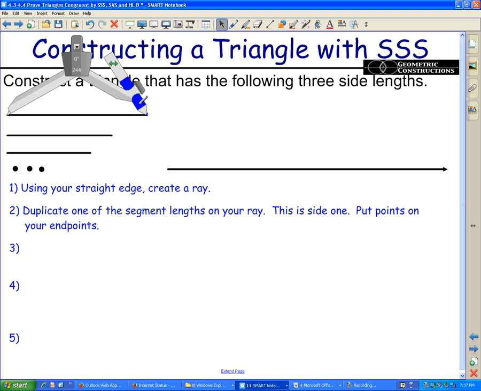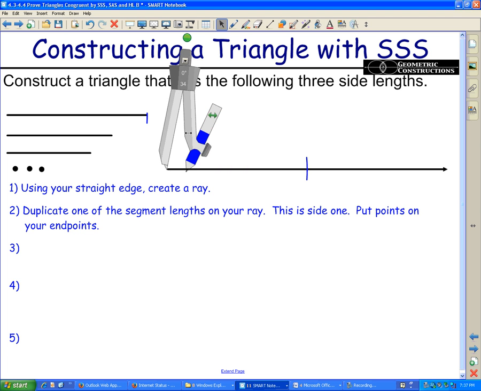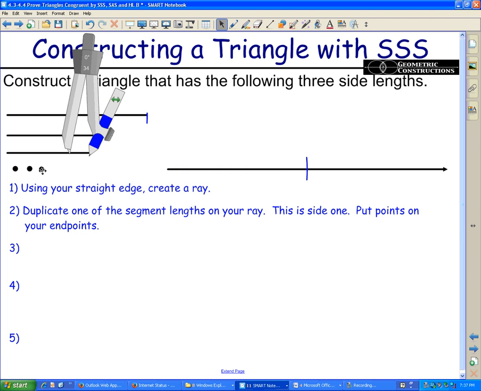All right. And now that we have that length, we'll go over to our ray and we'll duplicate that length. That is how you create a segment, right? Notice we want to put points on our endpoints. Why? Well, we're building a triangle here. Triangles have vertices. It's just kind of nice to know where those vertices are. We put the point of the compass there. We marked out to here. Those are 2 of the 3 vertices of our triangle.